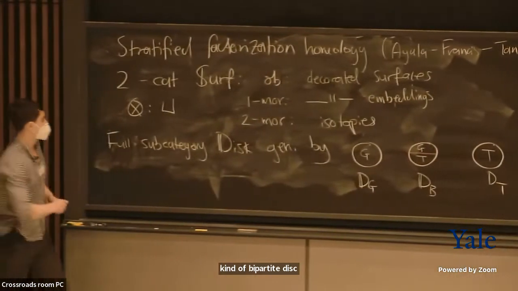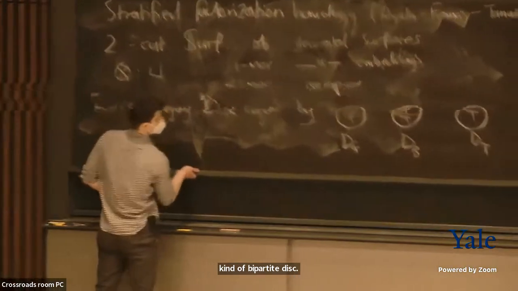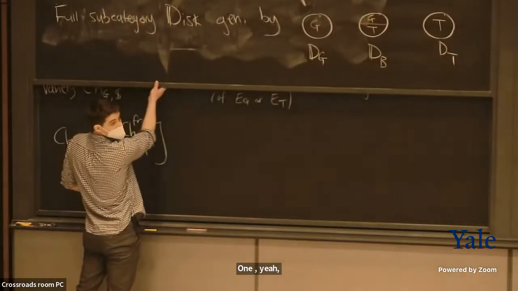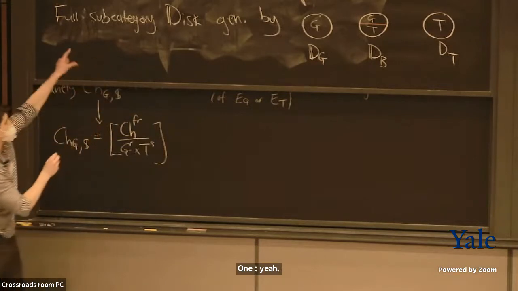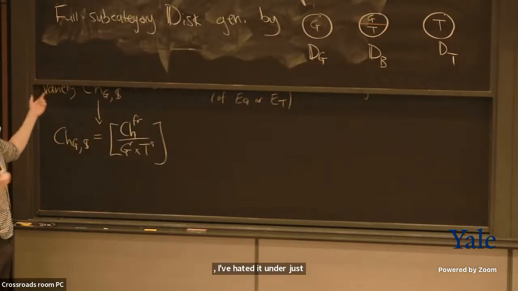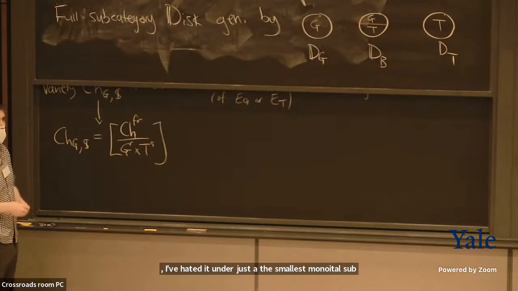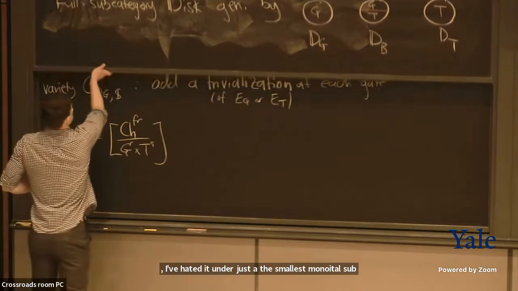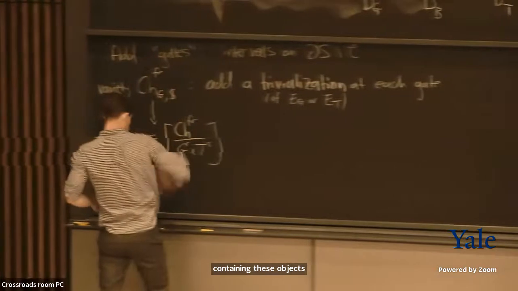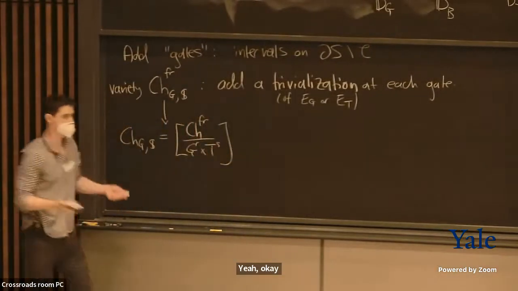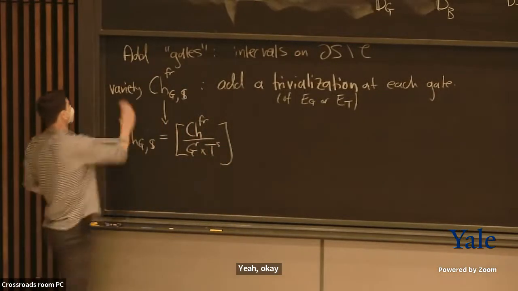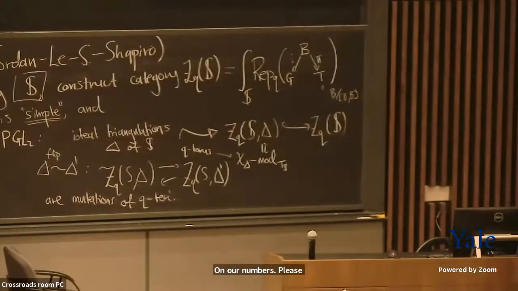Generated under the smallest monoidal subcategory containing these objects. The objects are just disjoint unions of finite numbers of these three disks.